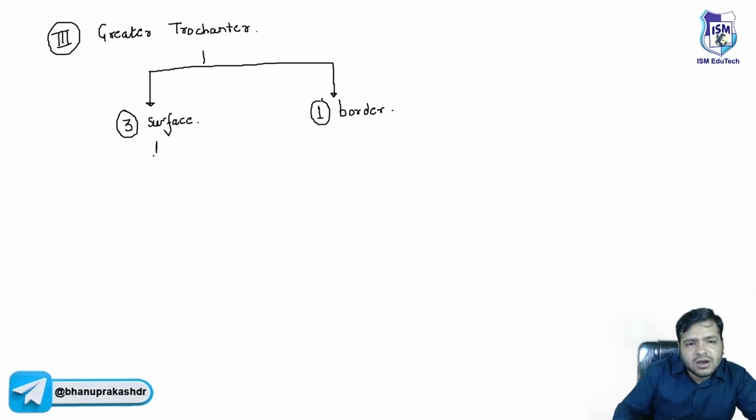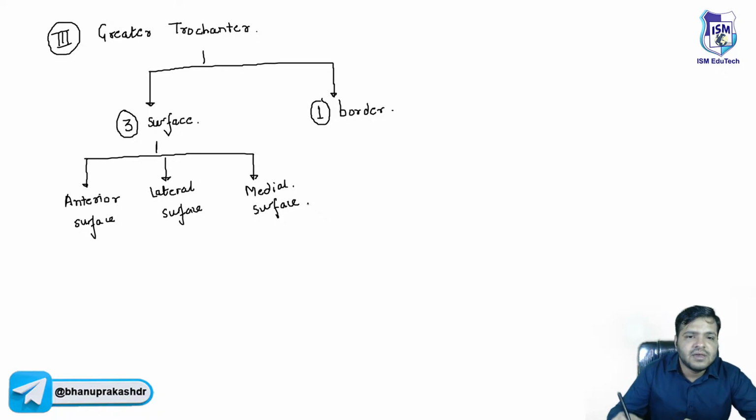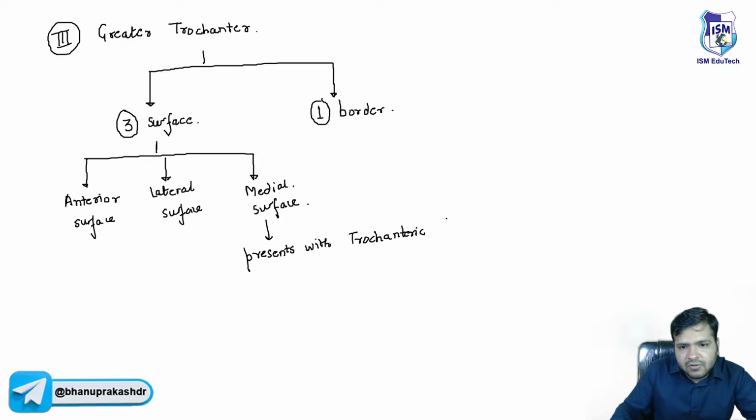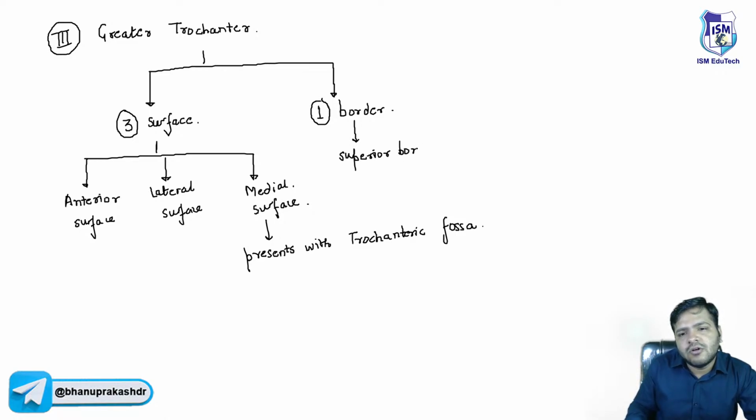Now what are those three surfaces, beta? We will see, and we will draw it also, no need to worry. So remember, we have the anterior surface, the lateral surface, and the medial surface, and this medial surface presents with the trochanteric fossa. And we have only one border, beta, that is called the superior border.